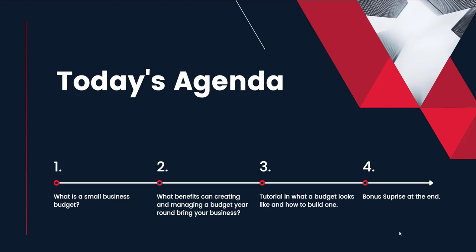All right, so first off, let's just go over today's agenda real quick so you know what to expect. First, we're going to start off with what is a small business budget. Next, we're going to go into what benefits creating and managing a budget year-round can bring to your business. Following that, we're going to go into a tutorial on what a budget looks like and how to actually build one. And at the very end, we'll go over the bonus surprise that you get for hanging around.